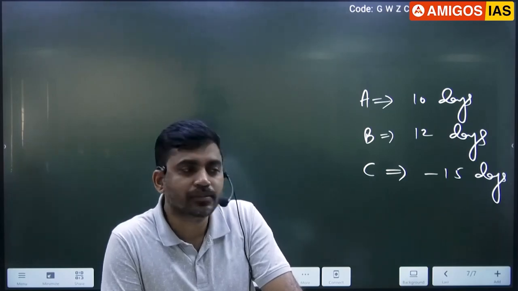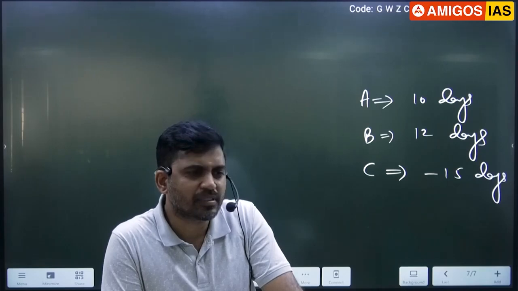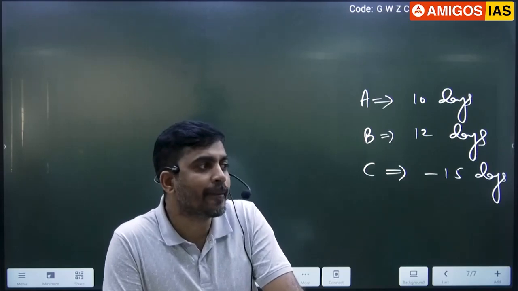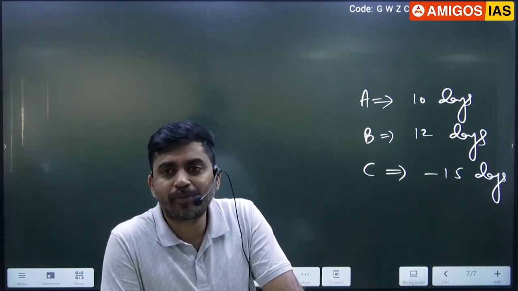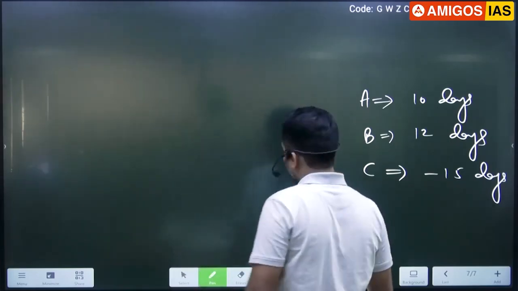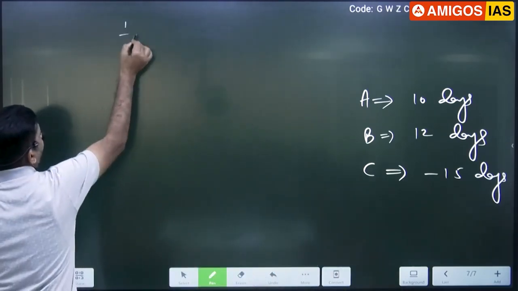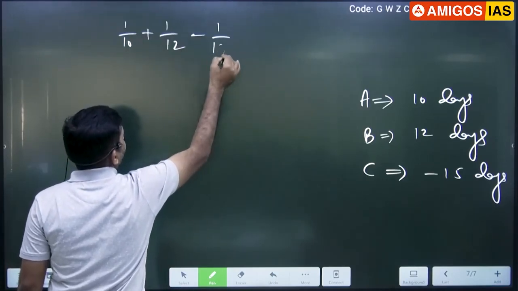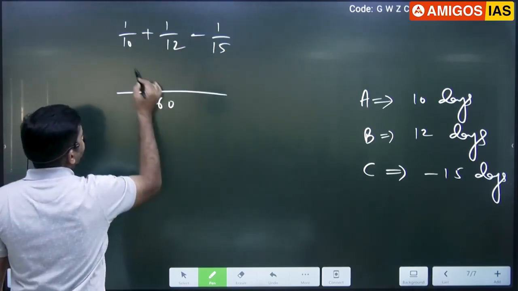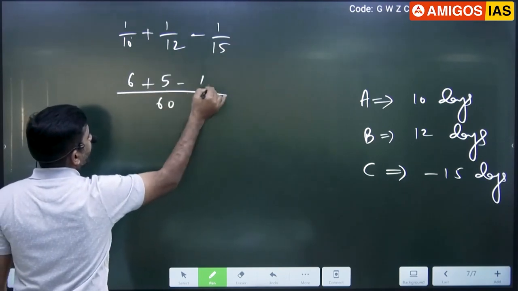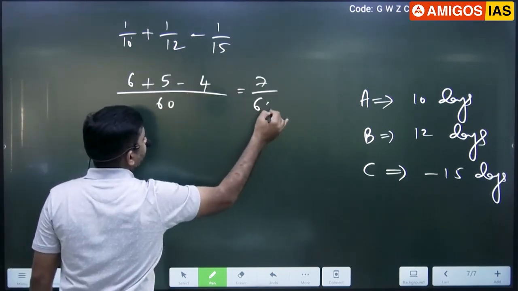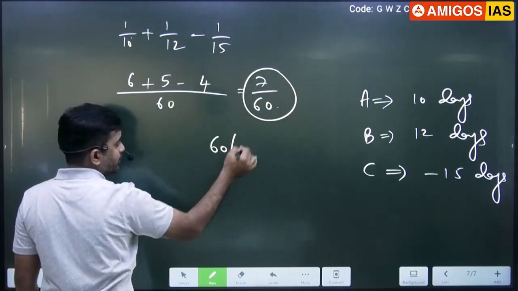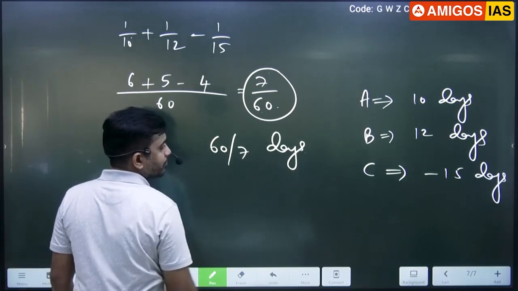Any answers? 60 by 7. Okay. Any other answers? Very good. 60 by 7 is the answer. 1 by 10, 1 by 12, minus 1 by 15, 60, 6, 5, 4, 7 by 60. This is the final fraction. To get days, we reverse this. 60 by 7 days is the answer.